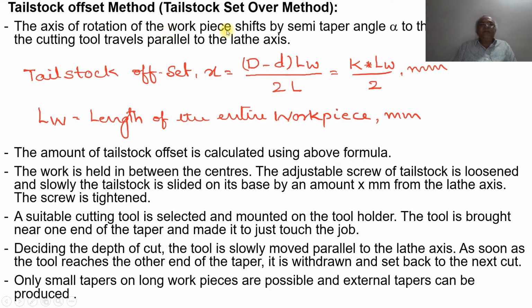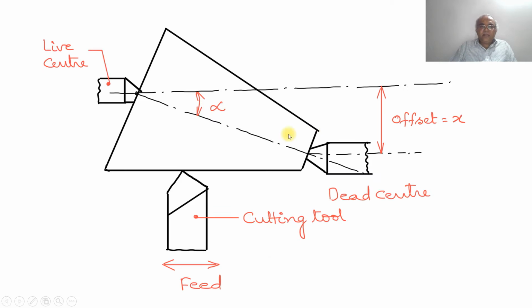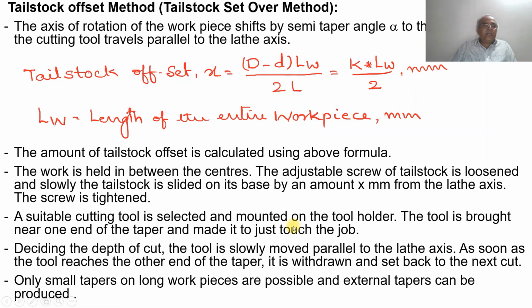The axis of rotation of the workpiece shifts by the semi-taper angle alpha to the lathe axis, and the cutting tool travels parallel to the lathe axis. That means the cutting tool will be traveling parallel to the lathe axis, and thereby we will be able to get this particular angle alpha. As the tool moves parallel to the lathe axis, it will have the feed rate. The amount of tailstock offset is calculated by using the above formula.